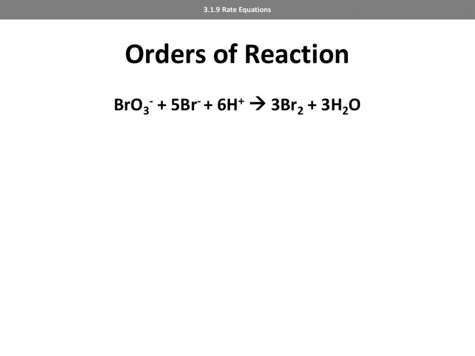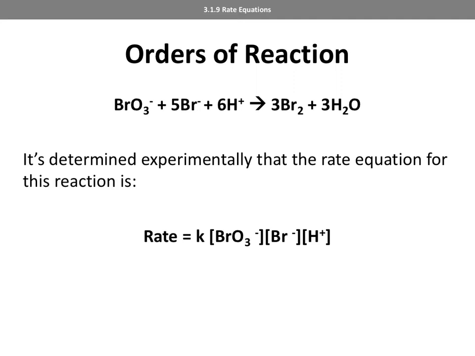So we're just going to see an example. This is a possible reaction. It's an ionic equation for a reaction, and it's determined experimentally that the rate equation for this reaction is rate equals k, then the bromate ion to the power of 1, but as it's to the power of 1, we don't show the 1. Bromide ion also to the power of 1, and H+ ion also to the power of 1. So what we're deducing here is that the orders of the reaction with respect to all three reactants are first order, and that the overall order of reaction is 3, or third order.